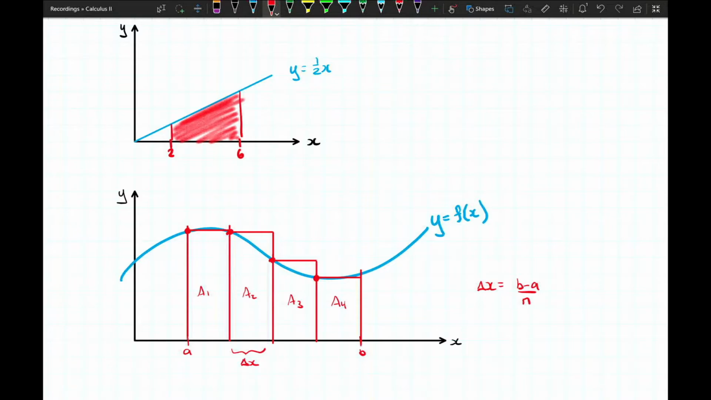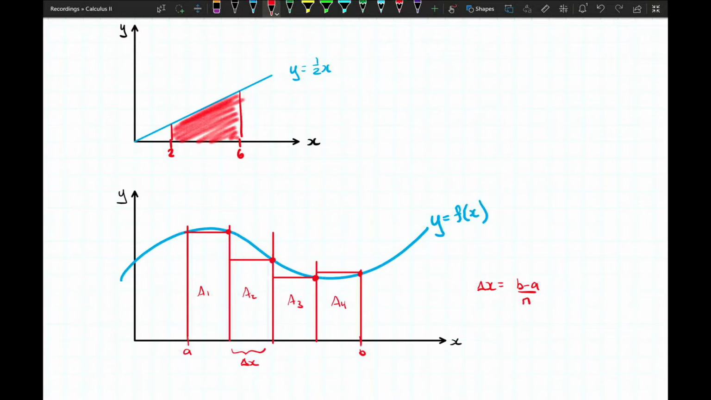I could, in fact, use right-hand endpoints just as easily. And here's what right-hand endpoints would look like. I'm using 4 points on the curve once again, but I'm using the rightmost point on the curve at each of these little subintervals. And it looks like this is going to be a little less area than the actual area I'm looking for under the whole blue curve.